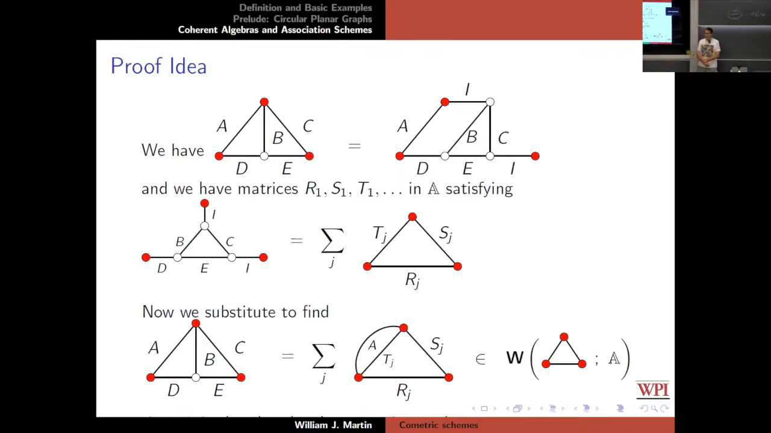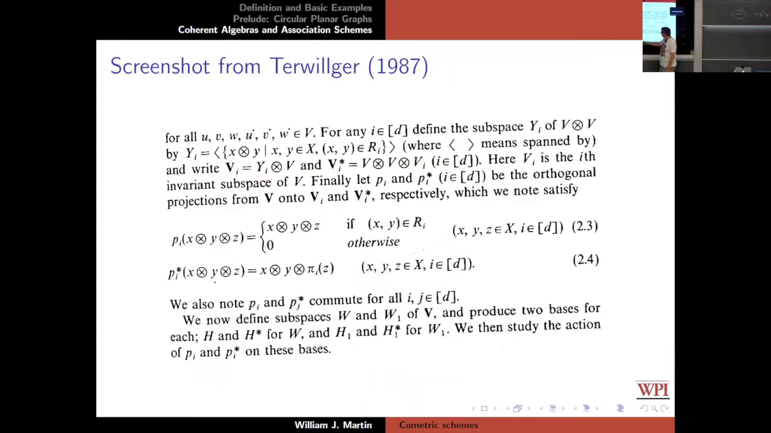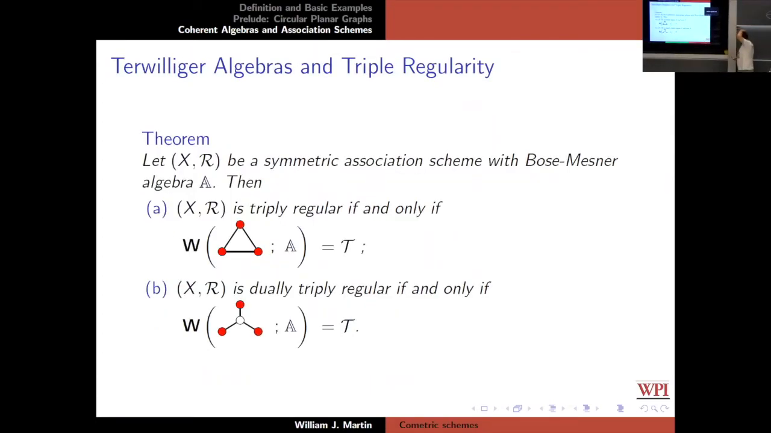Did you resolve the issue of whether, if you're triply regular, it has to be formally triply regular? No, I didn't prove that these are equal. If it's triply regular, then this is equal to this, and then this is equal to that. So I didn't include that in the slide. Then triply regular if and only if dually triply regular. I think that's in the notes, and it just slipped my mind.